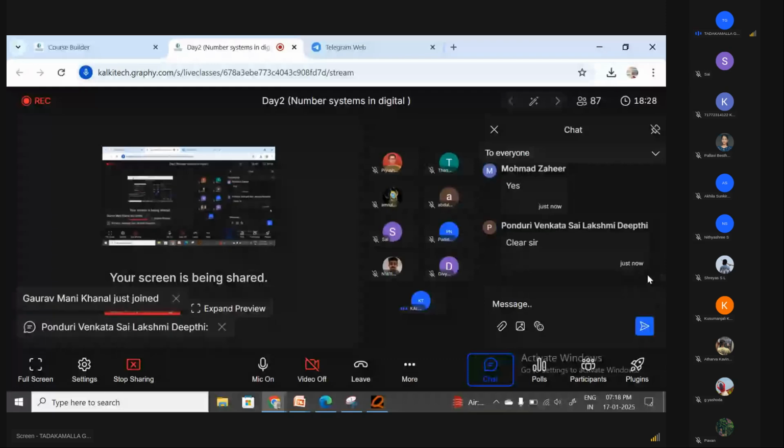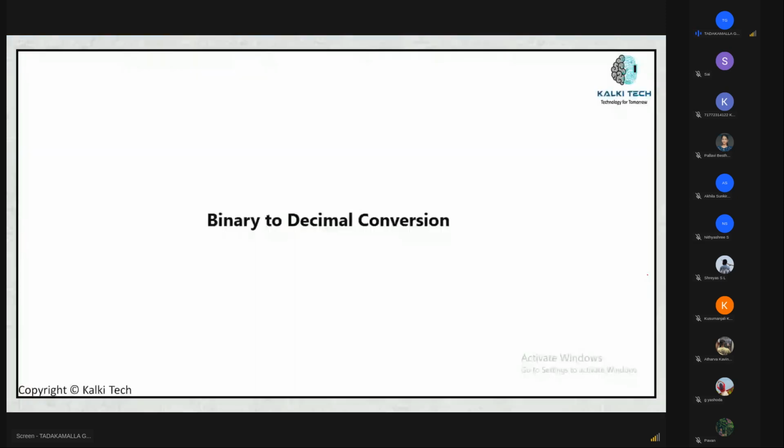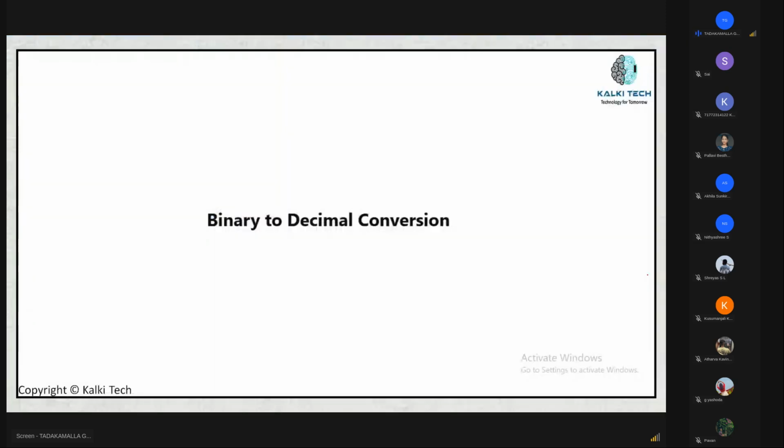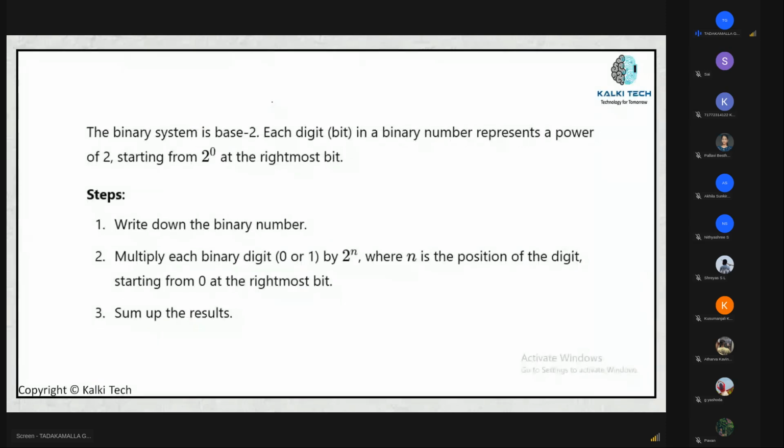Now, let's see how to convert any binary number into decimal. Let us see binary to decimal conversion. The binary system is base 2. Each digit in a binary number represents a power of 2, starting from 2 power 0 at the rightmost. So write down the binary number first.